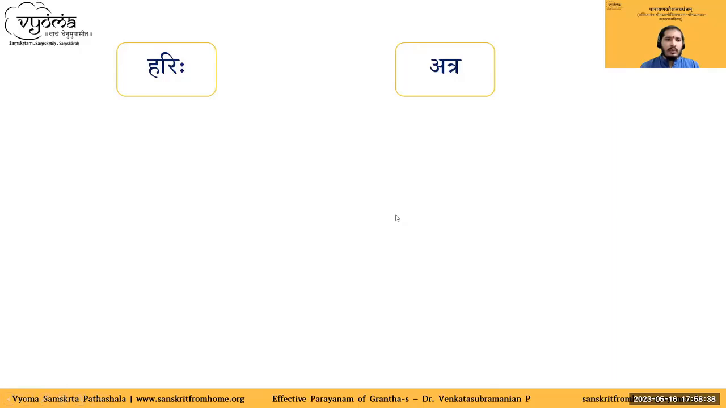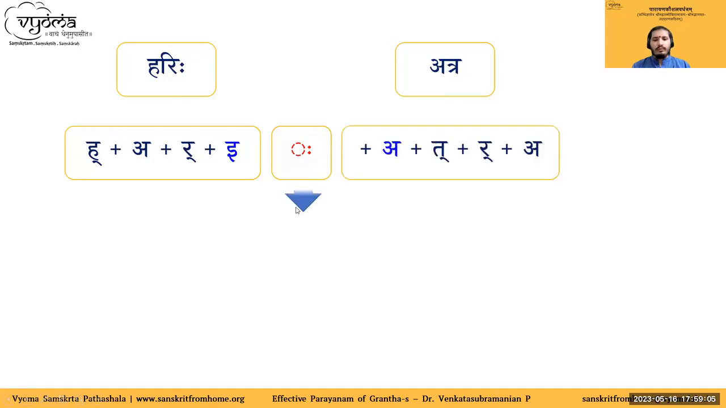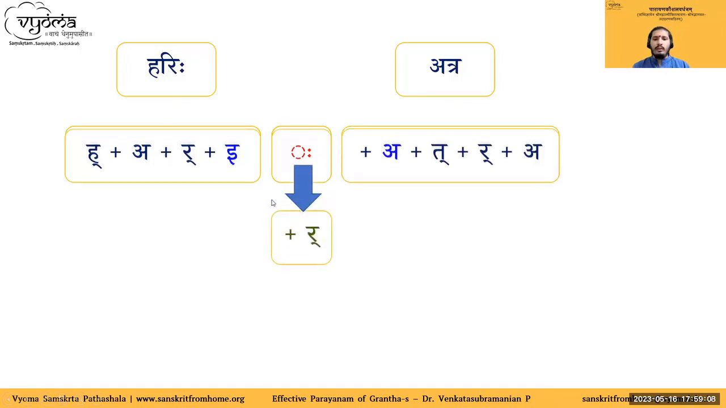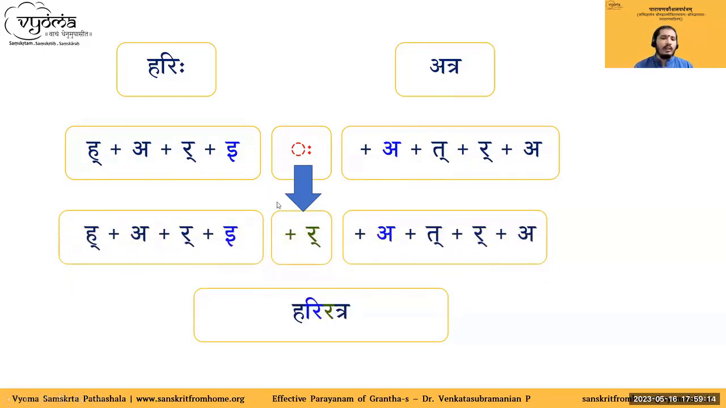So an example is provided here. Harihi atra. On the left hand side we have ikara. Purva is ikara. Visarga is the madhyavarna. Next we have atra, which is the paravarna. So if we combine this, first we have to do something. In place of visarga, we get rebhadesha. Then we have to combine all the letters to get the final form. Hariratra. Hariratra is the final form.